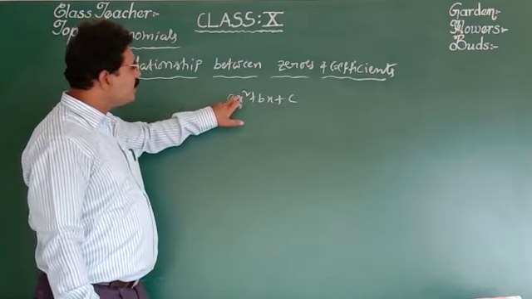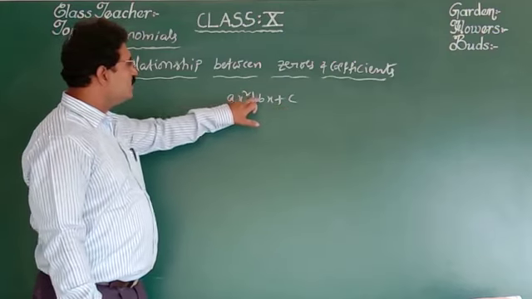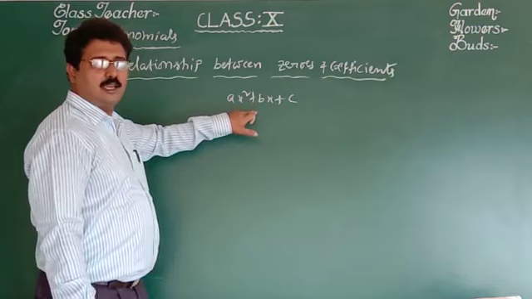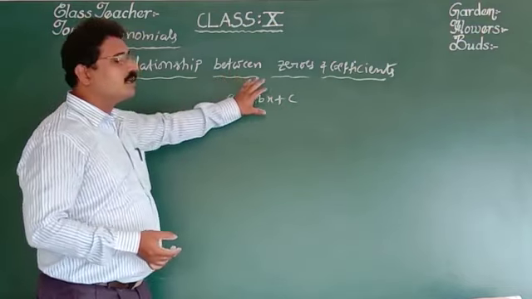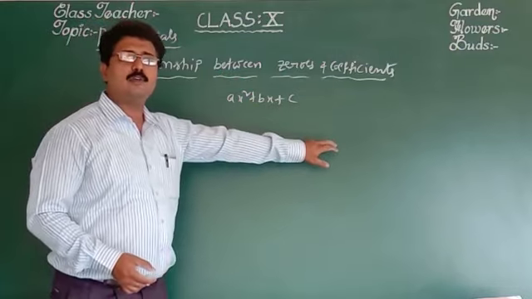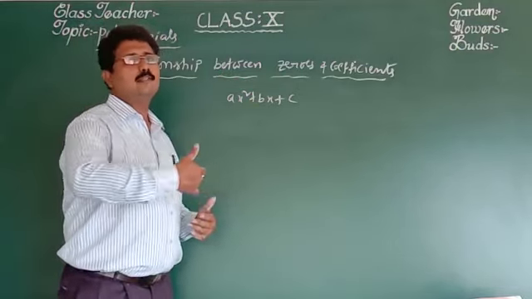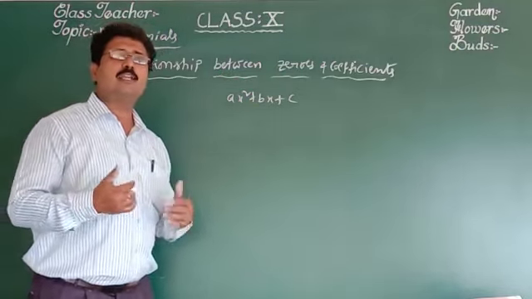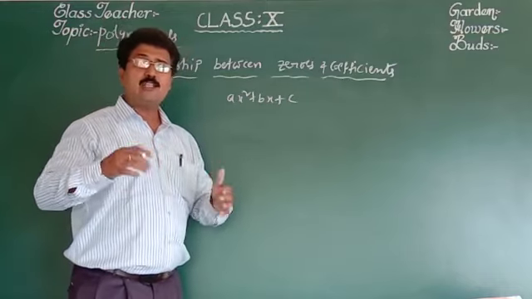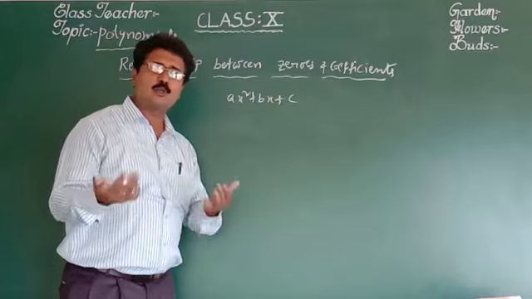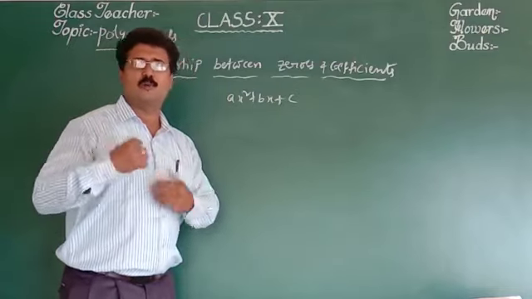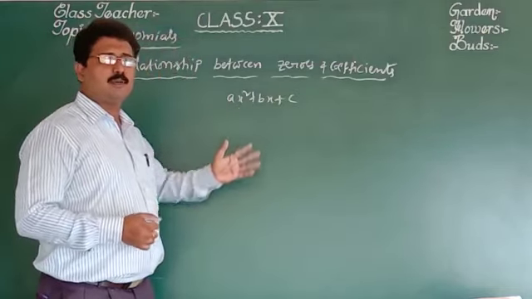So what is the coefficient of x square? a. What is the coefficient of x? b. That means how to get the zeros? By solving this quadratic polynomial. If it is equal to 0, then only it is easy to solve the quadratic equation. After getting that, how many roots will come? At most 2 roots. Maybe 1 root also. Root means value. Answer 0. Maybe 2 zeros or maybe 1 zero.